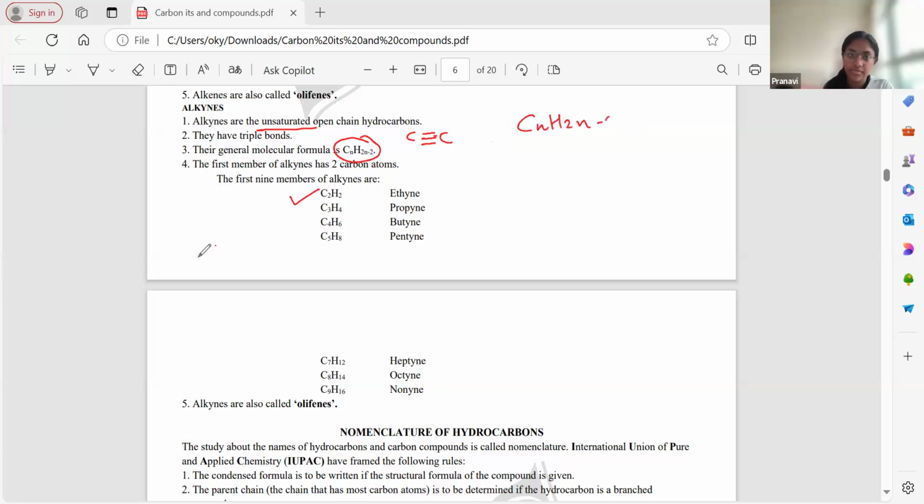Even for alkenes, there should be at least 2 carbons, because the carbon-carbon double bond needs to be formed. From them, you have to remove 2 hydrogens to convert it into an alkyne. The same we have seen for ethane to ethene, now ethene to ethyne. So it becomes C2H2.